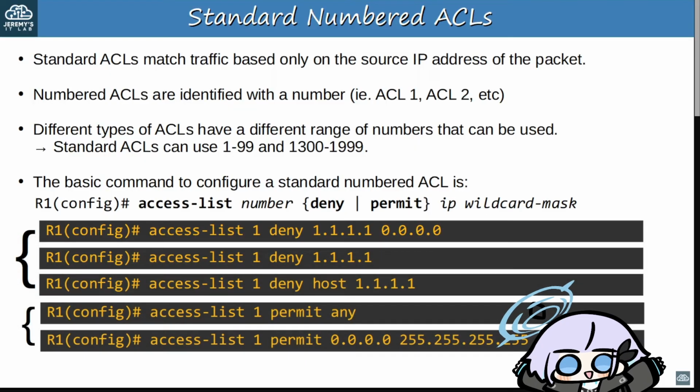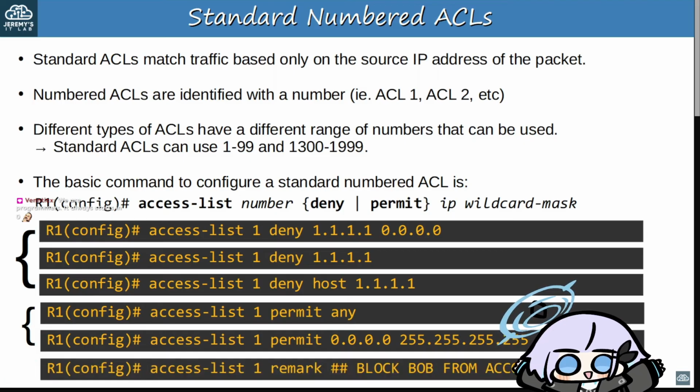As you can see, ACL configuration can be quite flexible. In these examples, I'll use a variety of methods, so you can be aware of all of them, but feel free to pick your favorite and just use that. Any, for example, is much quicker to type than 0.0.0.0 255.255.255.255.